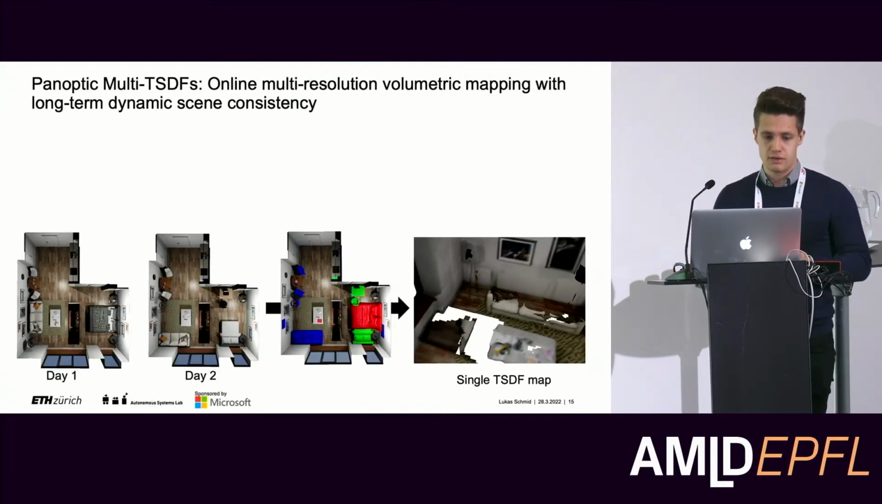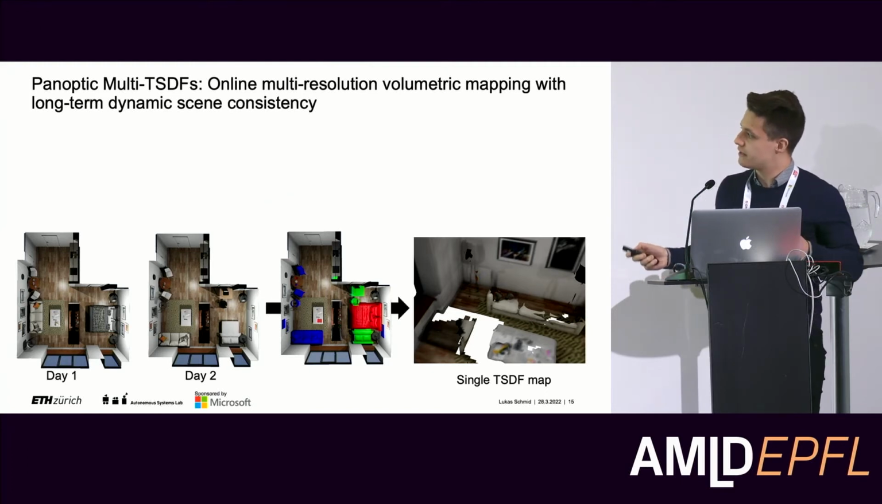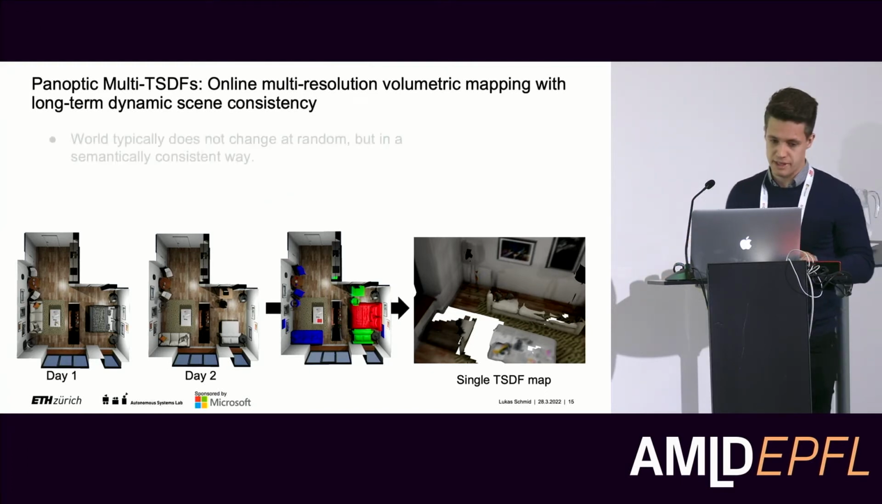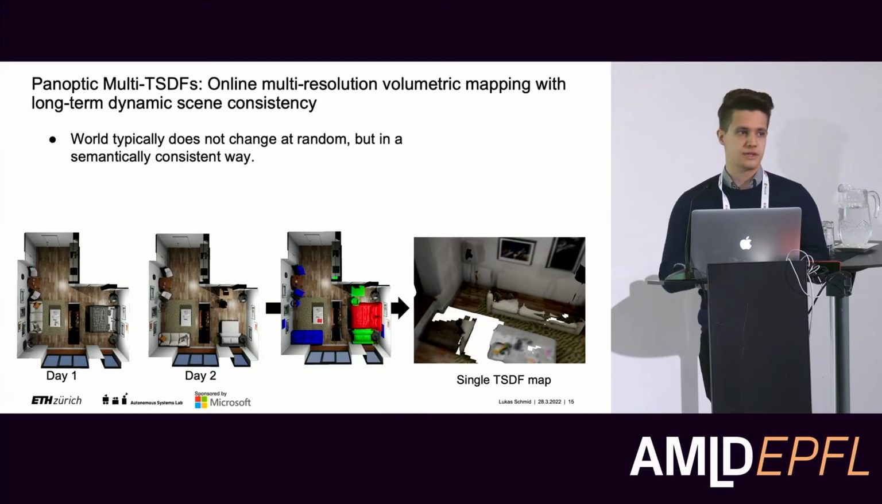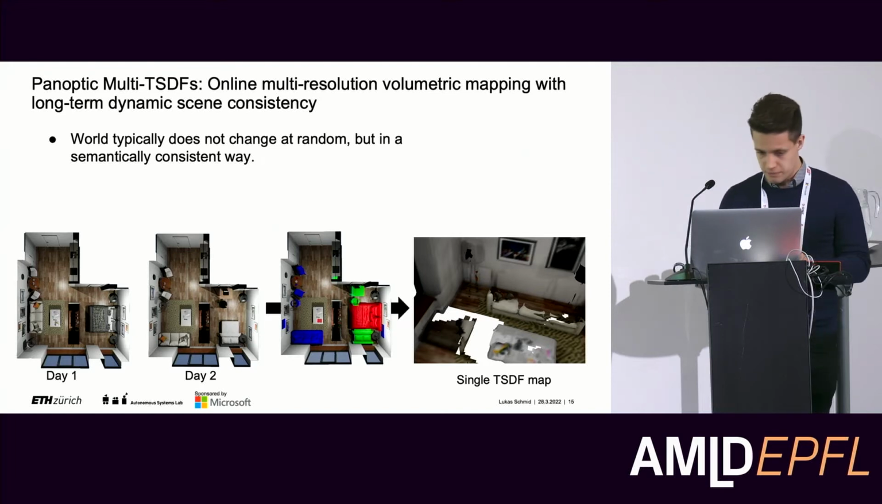Then for the second piece of work, which is more about the long-term changes, is again the figures I had from the beginning. And the main motivation for this piece of work is that typically the world does not change at random, but in a semantically consistent way. So here we look at, you don't have single voxels that change, but usually maybe your sofa is rearranged or something like that.